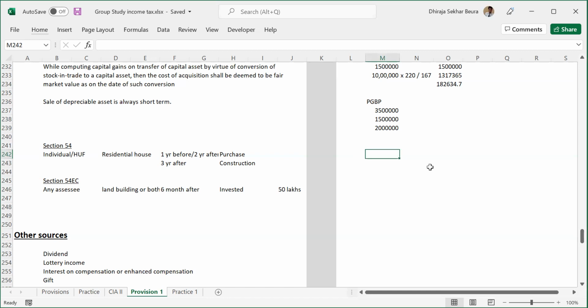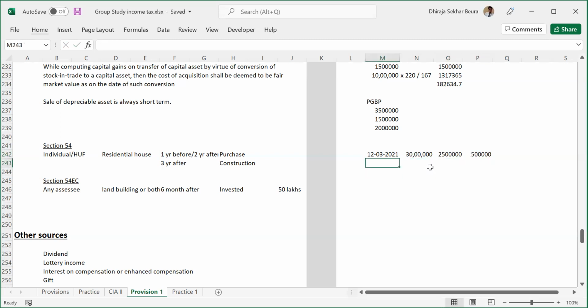So now let's suppose I'll give you an example. Suppose you have sold one asset on 12 March of 2021. You have sold the asset for, suppose, 30 lakhs. And the indexed cost of acquisition, suppose I have already indexed it, is 25 lakhs. So your capital gain is coming to 5 lakhs. That's what I'm saying.